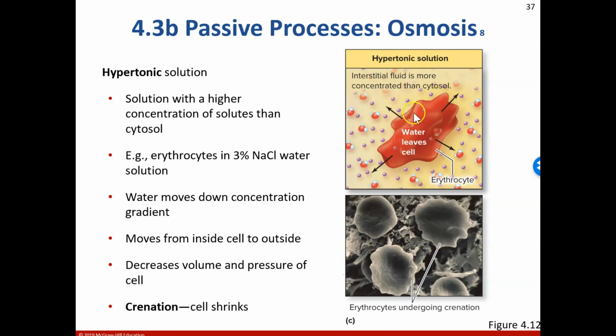So this would be like placing our red blood cells in 3% sodium chloride water, meaning we have very salty water. And so water is going to move down its concentration gradient, and it will want to move from inside of the cell out. And that'll decrease the volume and pressure of the cell, which will cause it to shrivel or shrink. And this cell shrinking is called crenation. And you could see that pictured over here in this electron microscope micrograph.